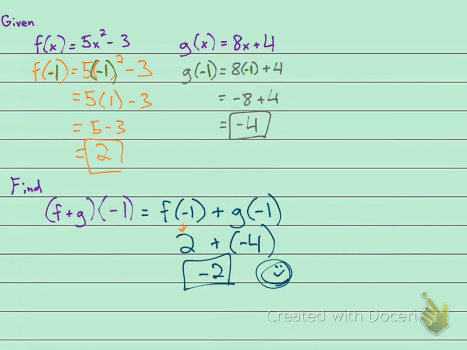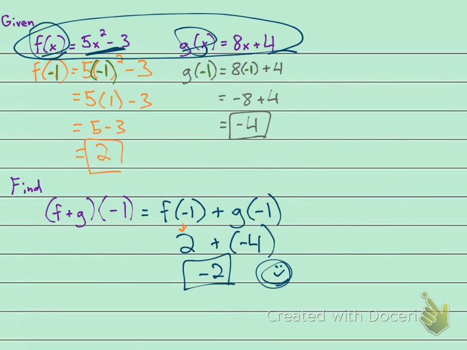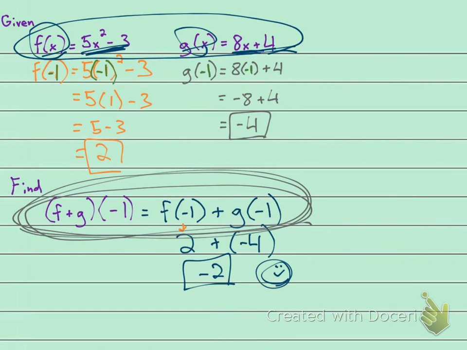Okay, there's another way to do this. You could add these two together, right? The f of x plus the g of x. You could add this plus this, and then plug in the -1 afterward, but this way is probably a little easier. Right, so the key is splitting up this function into 2. All right.